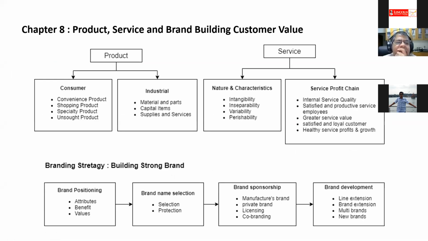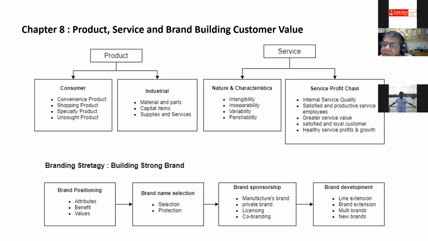This is my presentation for chapter 8. It summarizes my understanding of product, services, and brand building customer value. For the product, we have two kinds: consumer product and industrial product. In consumer products, we have four kinds: convenience, shopping, specialty, and so on. Industrial products are materials and parts, capital items, and supplies and services.